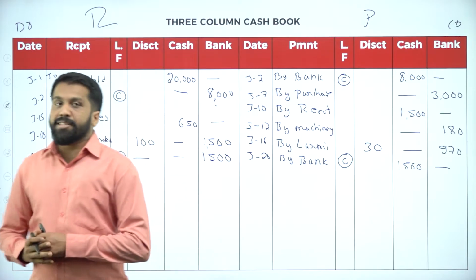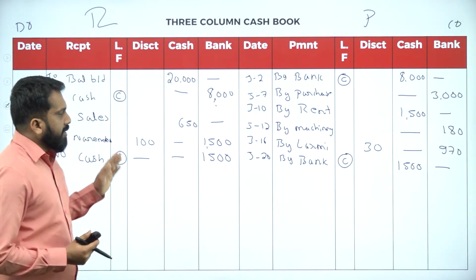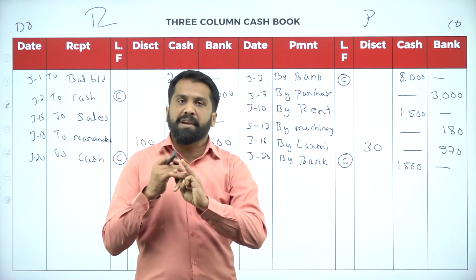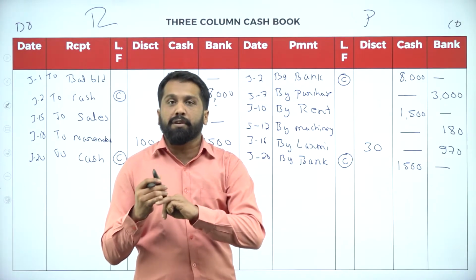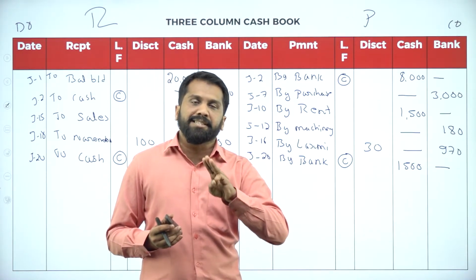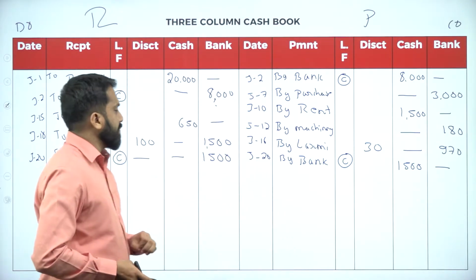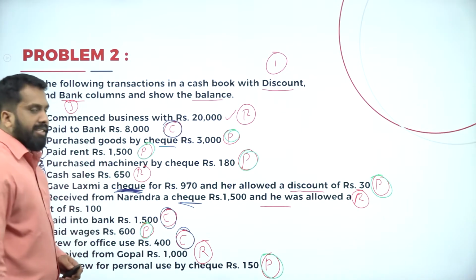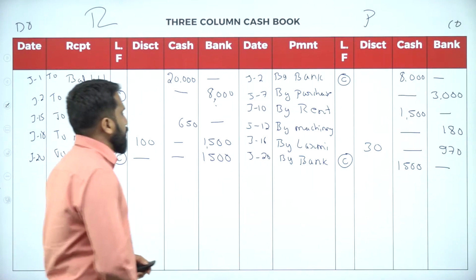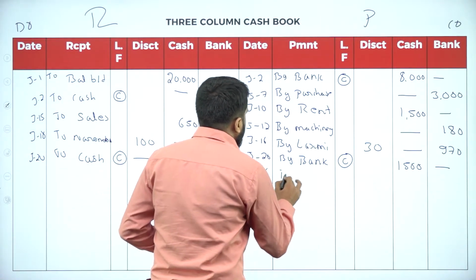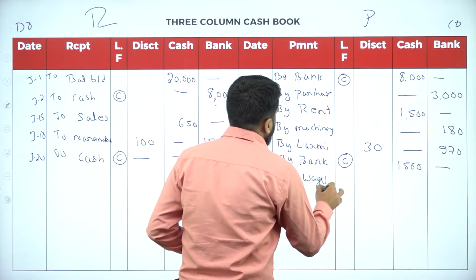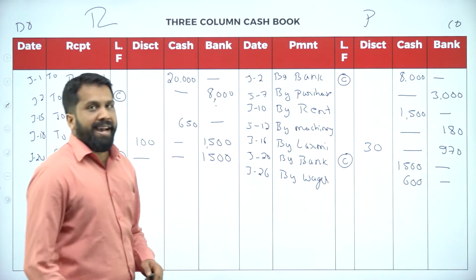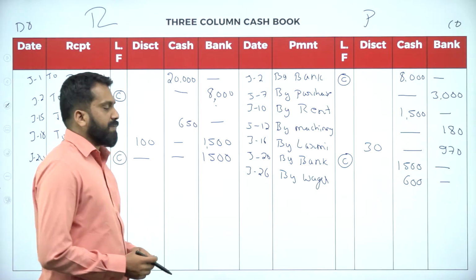Now, so like this you are supposed to do. Hope you are getting this. So only 3 cases like cash withdraw from bank, cash paid to bank and cash withdraw for office use. In these 3 cases, we call it as contra. Now, next, Jan 25th, paid wages 600. Jan 26 by wages 600. They have not mentioned check or bank. That's why we should consider as cash.